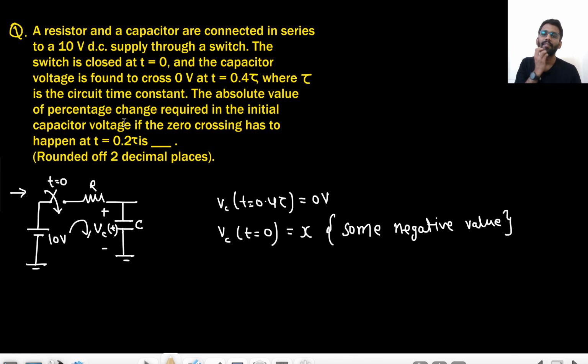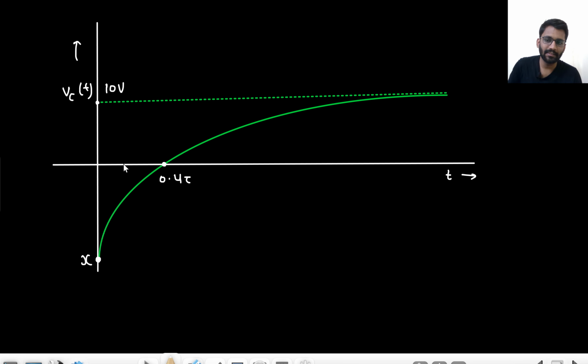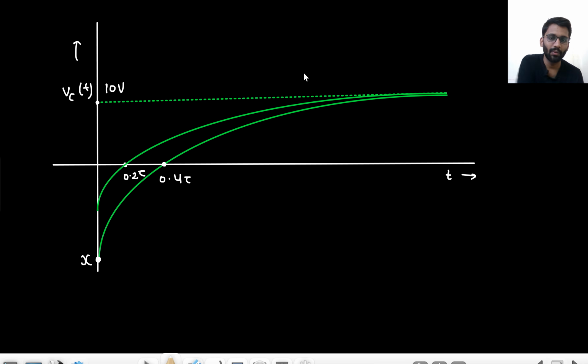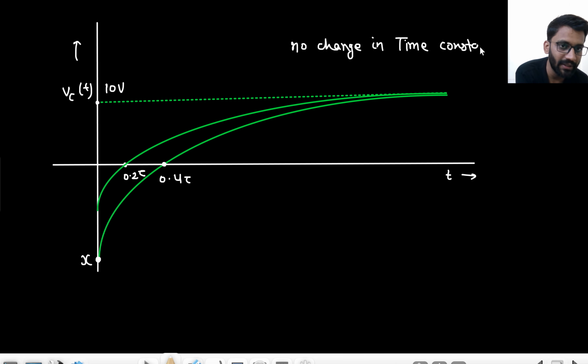Now what the question is saying is the absolute percentage change required in the initial capacitor voltage if the zero crossing has to happen at 0.2τ. So now you want this zero voltage to be here at 0.2τ. You are not changing the RC value, so there is no change in the time constant. So the steady state will be reached at the same point only.